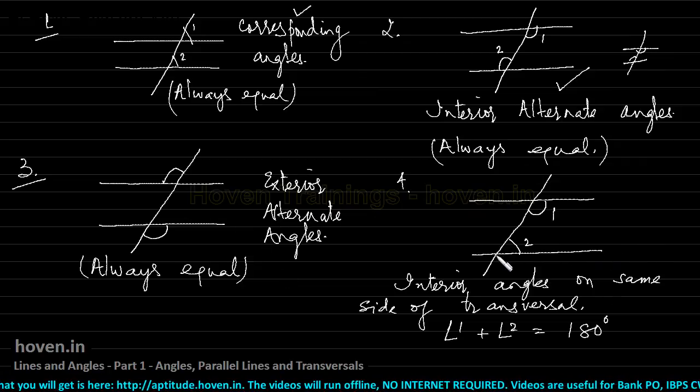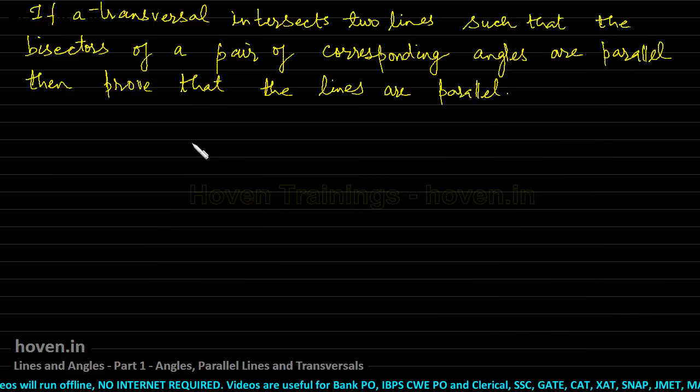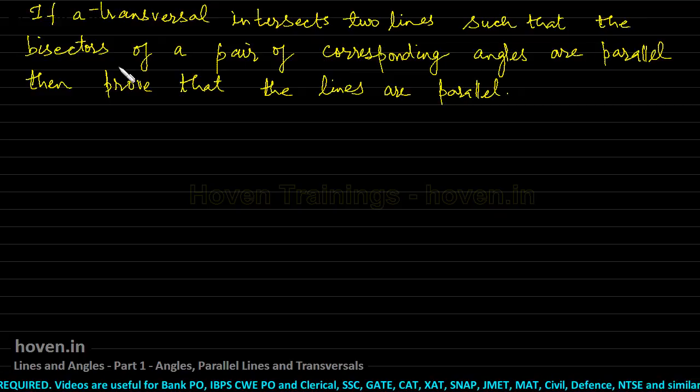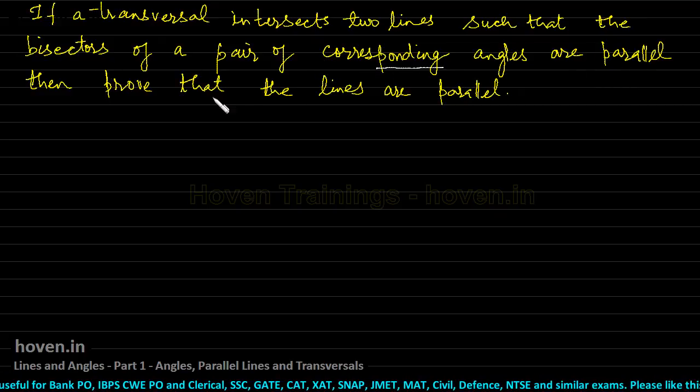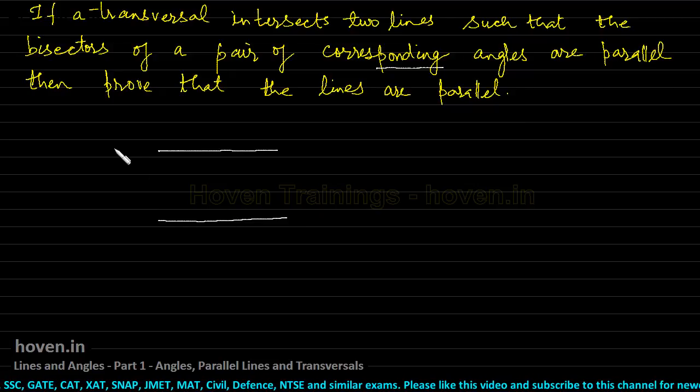Let me now take up one question on transversal lines so that you understand the basics of parallel lines and the transversal. Here it says, if a transversal intersects two lines such that the bisectors of a pair of corresponding angles are parallel, then prove that the lines are parallel. Let us first draw a diagram to represent the situation.